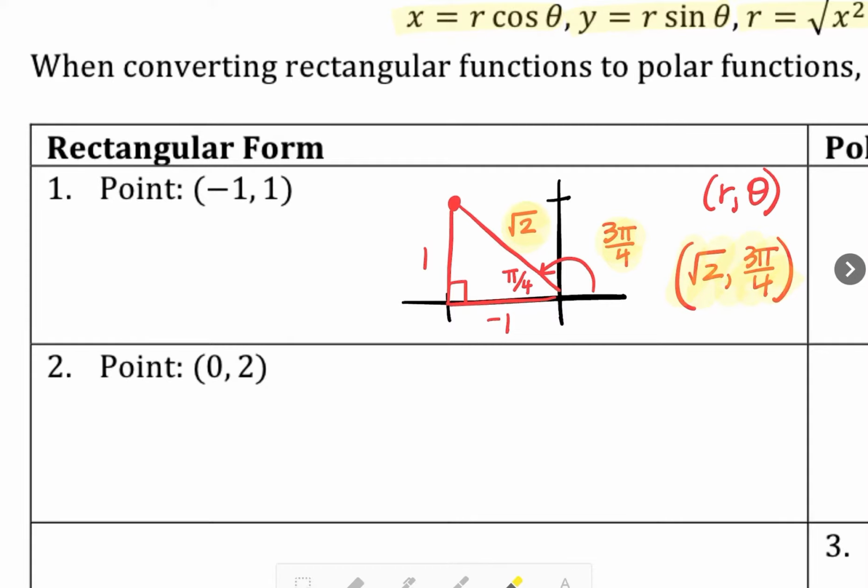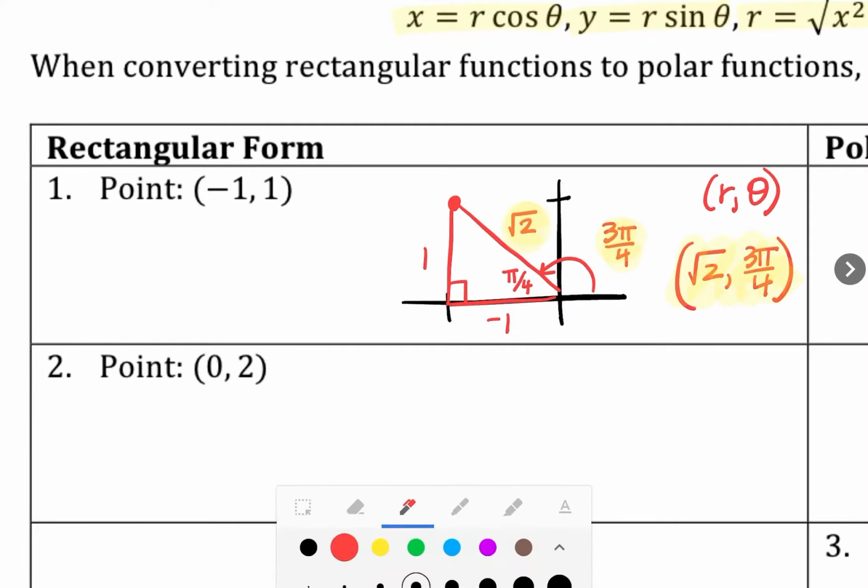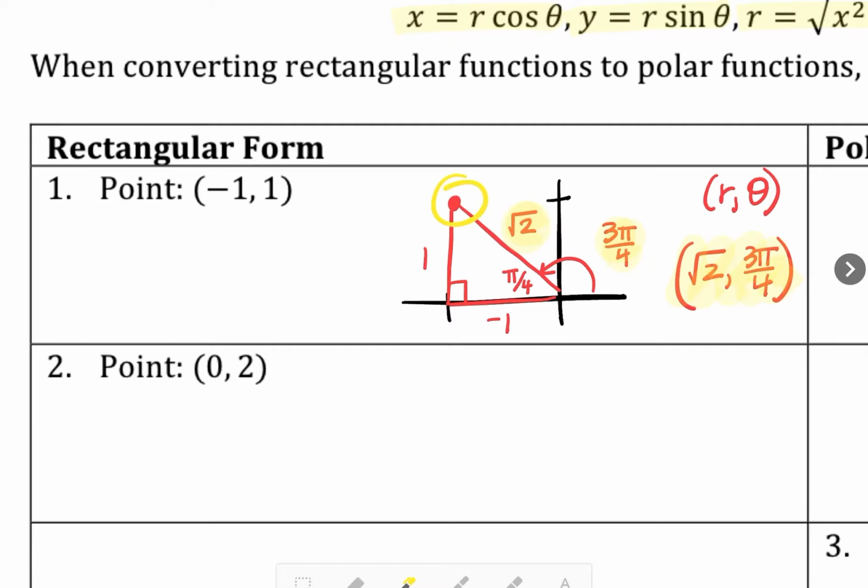So let's recap how I did this once more. What I did is I started by drawing that point in the Cartesian or the rectangular grid, -1 x value, +1 y value. I then drew a right triangle to that point, using the x coordinate and the y coordinate as my adjacent and opposite sides. With that right triangle, I solved for the hypotenuse, which is our radius, and the angle, which is our theta.